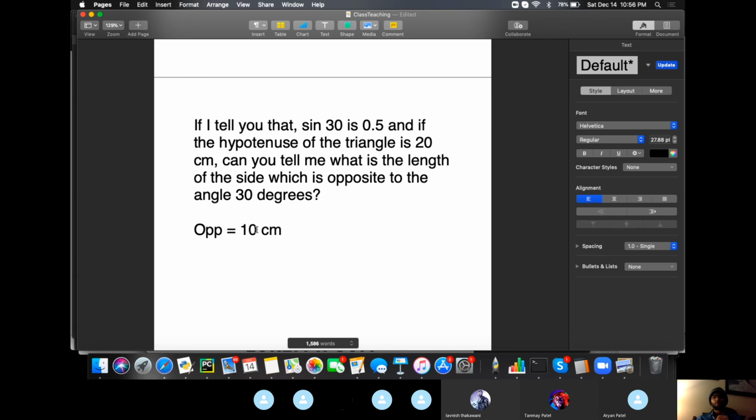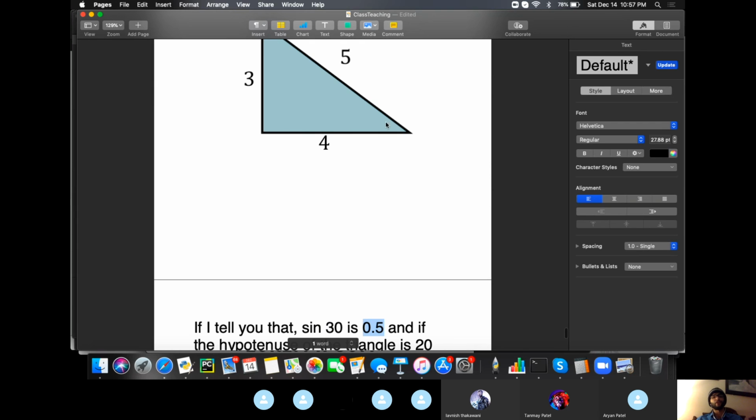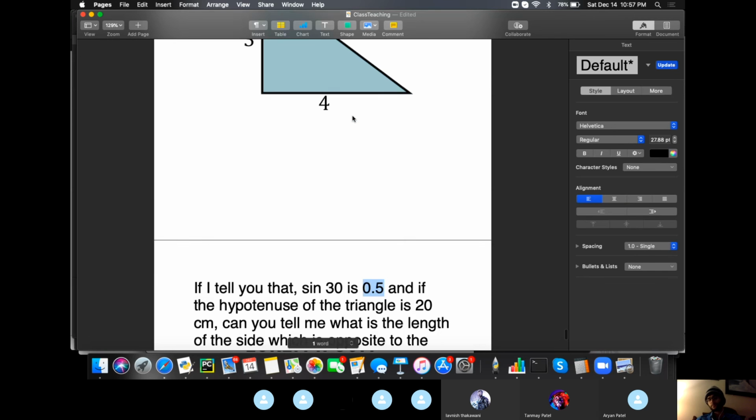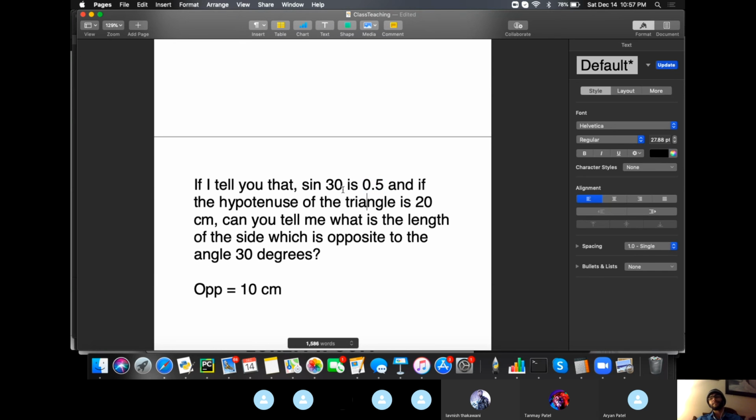Very good, Parv. So do not get confused by this sine 30 representation. This sine 30 means that in a triangle where our angle of consideration is 30 degrees, the sine ratio will be 0.5. So that is how you tell. If I say sine 45, then I mean that if this angle is 45 degrees, then opposite by adjacent will be something. If I say sine 60 degrees, then I mean that if this angle is 60 degrees, then opposite by adjacent will be something. That is why I say sine theta, cos theta, because you refer to that ratio with respect to some angle.